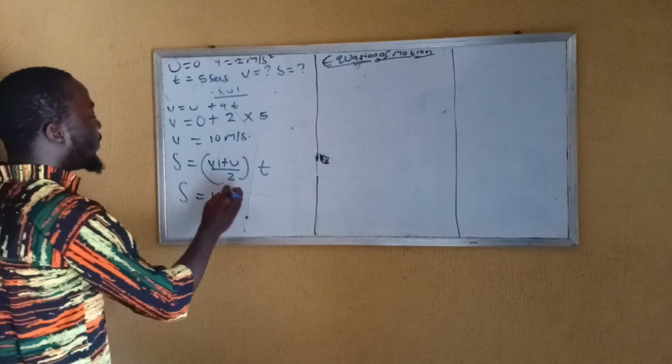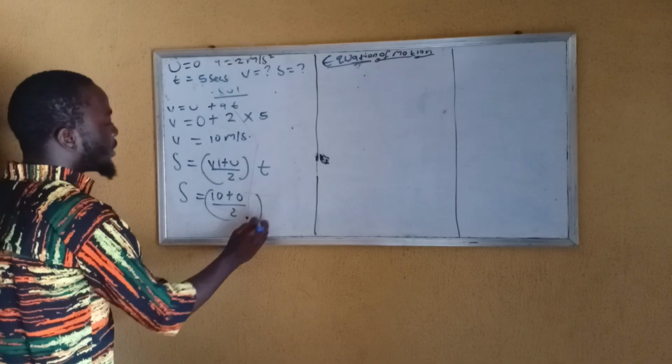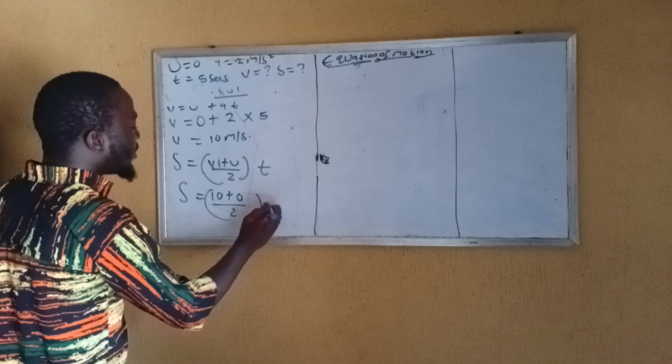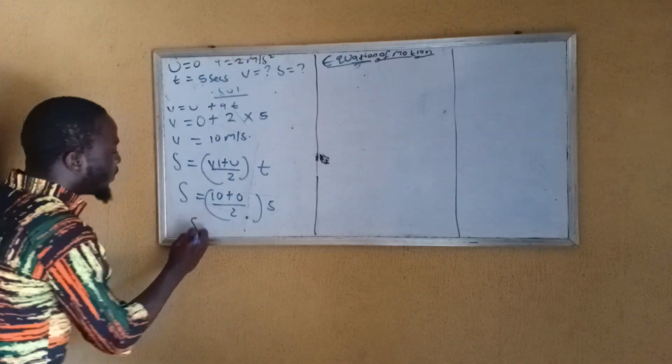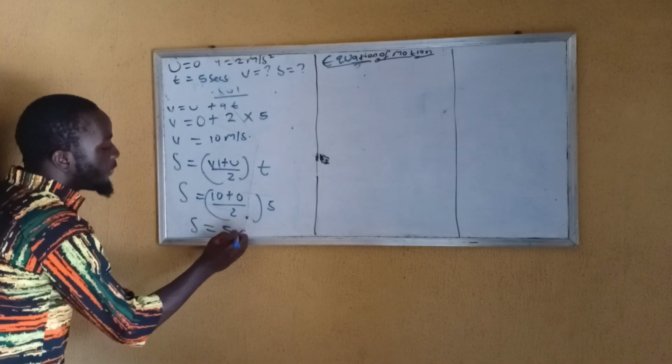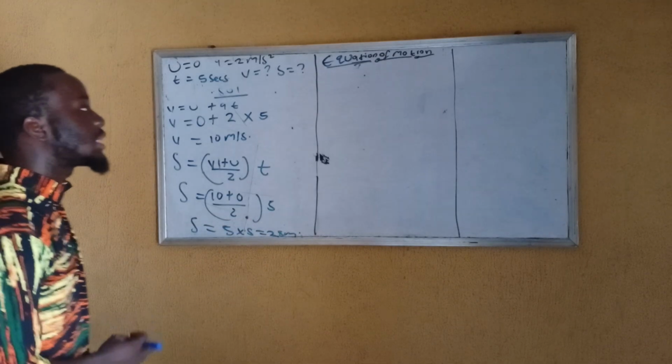What is our u? 0, over 2 multiplied by what? t. What is our t? Our t is 5. So we have 10 plus 0, 10. 10 divided by 2 is what? 5 times 5. And 5 times 5 is what? 25. 25 what? Meters. The distance covered is in meters.